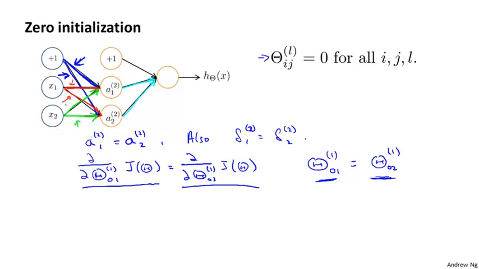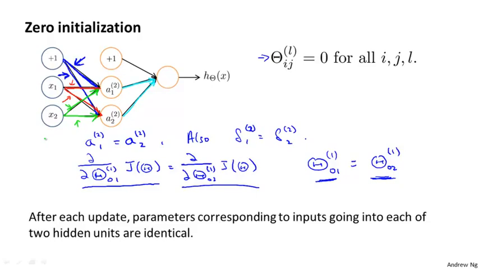And similarly, the two green weights will both change values, but they'll both end up the same value as each other. So after each update, the parameters corresponding to the inputs going to each of the two hidden units are identical. That's just saying that the two green weights are still the same, the two red weights are still the same, the two blue weights are still the same.